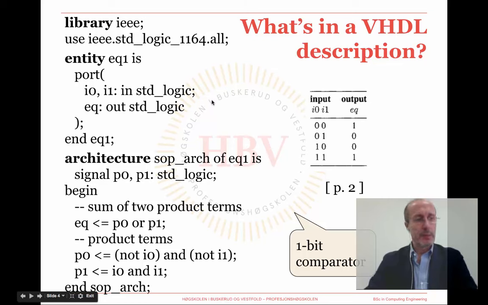Now, as you can see in this slide, the VHDL description essentially contains three sections, which we will look into in the following slides. The first section starts with the library line, the second section addresses the entity, and the third and last section addresses the architecture. In this case, we are looking at the description of a one-bit comparator, and I think that you will find this description to be very much self-explanatory, since what we are doing here is just listing the two product terms for this truth table on the right. By the way, this example is on page 2 of the book.